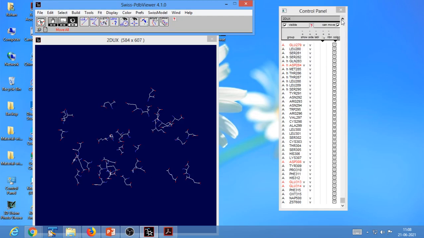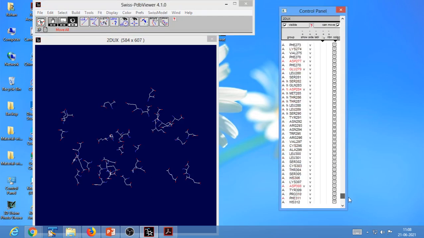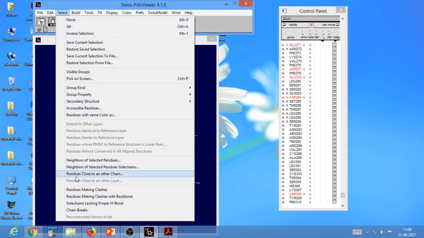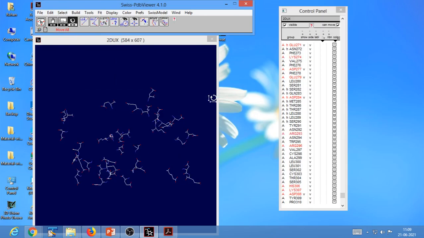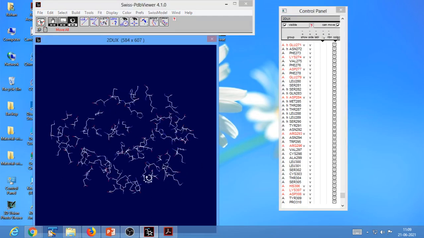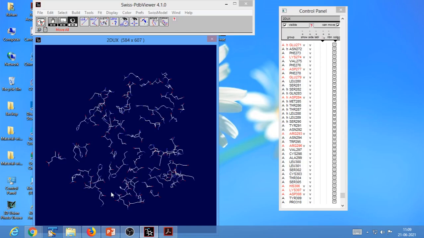Now you can hit the Control button on your keyboard, then again select Group Property. We have selected acidic. Now we would select basic amino acid residues. So now basic and acidic amino acid residues are selected as well. Now I will show these basic and acidic amino acid residues as well.